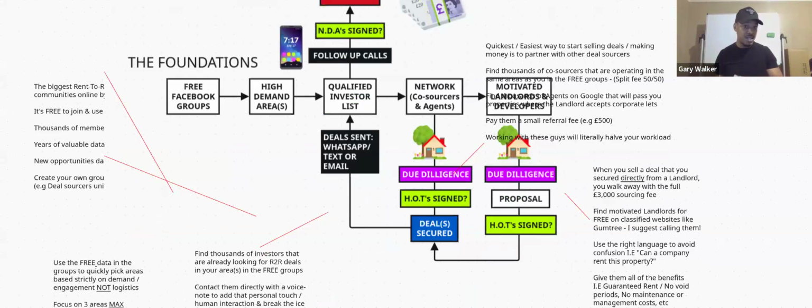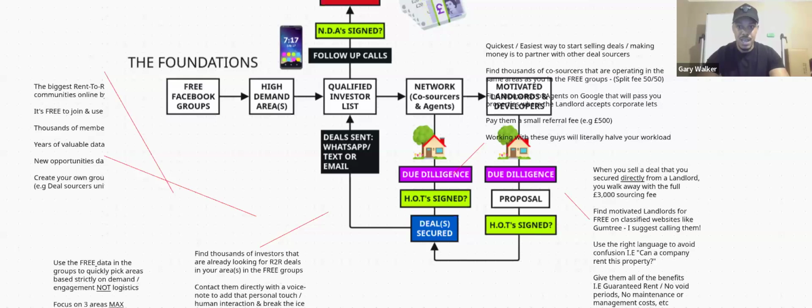We've built our investor list, or it's continuing to grow. We've created our network, so we've got co-sourcers that are sending us deals. We've got agents that are sending us leads for us to secure. We're now speaking to motivated landlords and developers as well, so we're securing deals directly, right? So now we need to start putting all of these pieces of the puzzle together. So I'm going to run through this very quickly.